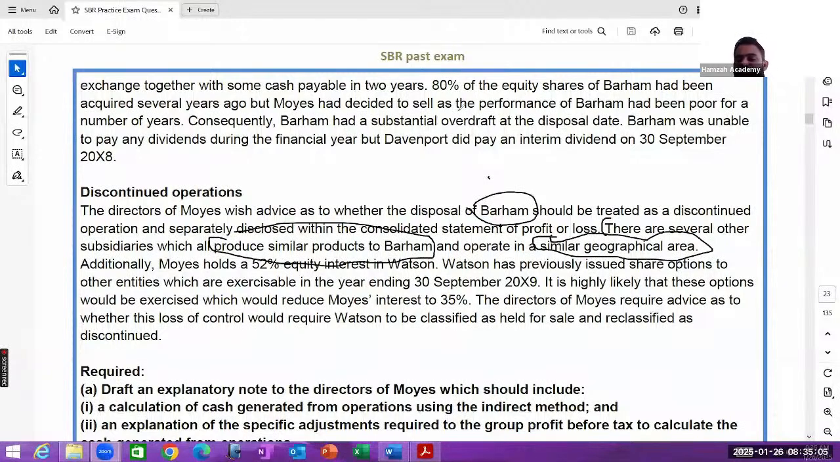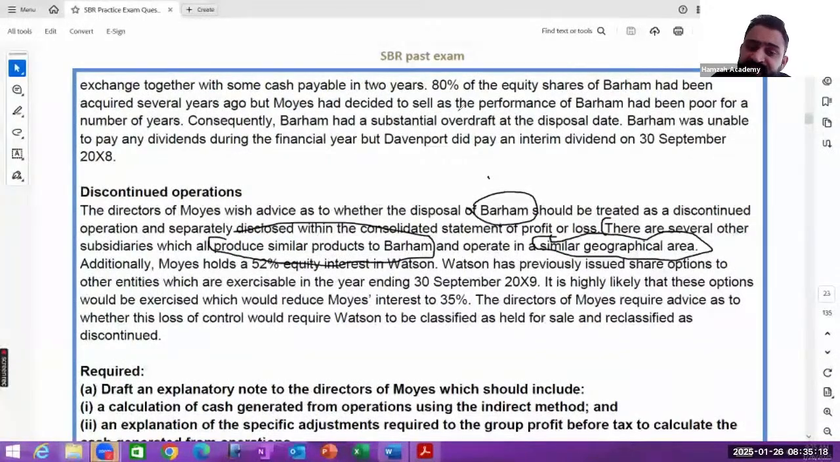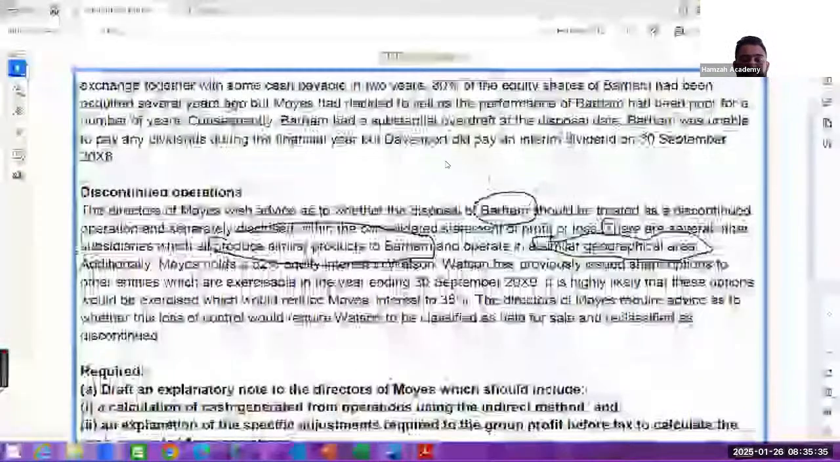Okay. Now, the next thing. What about the Watson company? First of all, tell me, the requirement is, can we classify Watson as held for sale and then as a discontinued operation? So first of all, we have to decide whether Watson is held for sale or not. Please, what is your take on that? Is Watson company held for sale?